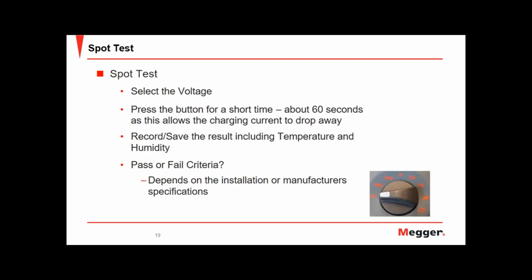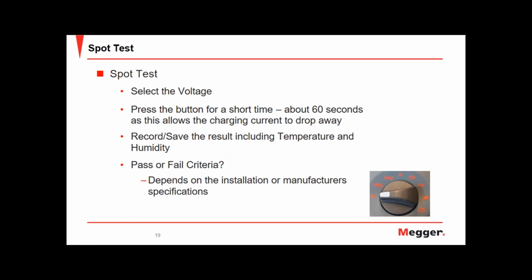So taking the spot test, it's very simple, as I mentioned earlier. You select the voltage, you press the button for a short time, could be 60 seconds, to allow for the charging of the capacitance. Once the capacitance has decayed away, you should see the current start to stabilize, and therefore you get a stable IR value. At that point, we can simply stop the test manually, record and save the result, including temperature and humidity.